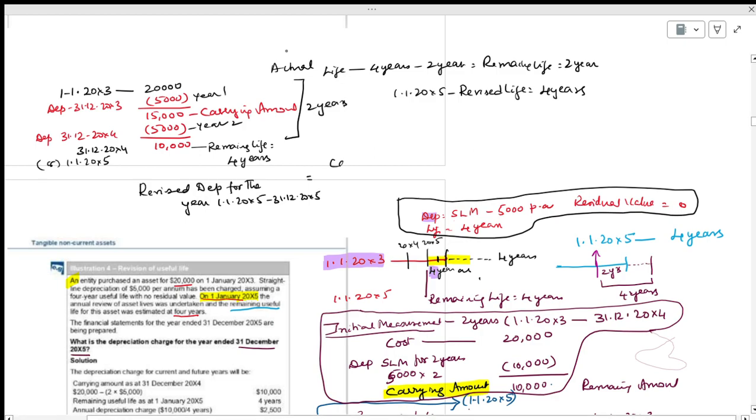You will have the carrying amount. Is it right? You have the carrying amount divided by the revised life. Carrying amount is how much? Tell me. 10,000. Revised life is how much? 4. It comes to how much? 2.5. 2,000.